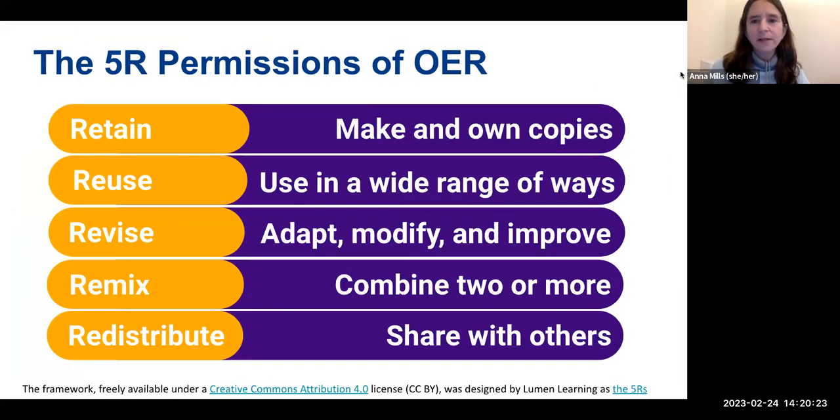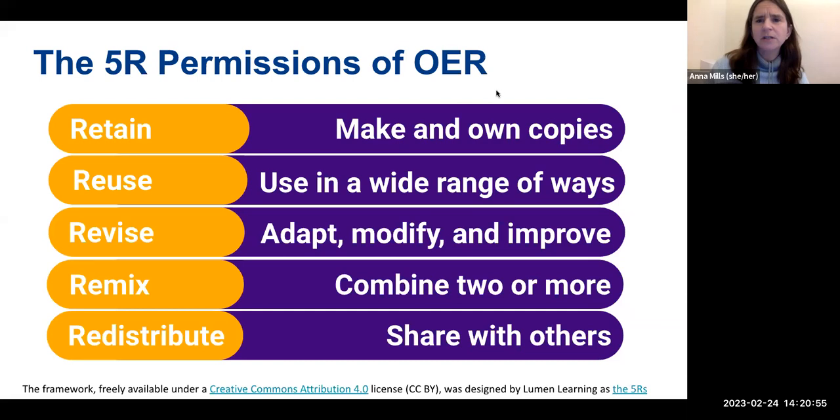So just a reminder, I don't know if you're familiar with these 5 R's, the permissions of OER. Most openly licensed materials allow us to make copies of the material, to reuse the material, to revise it, to get right in there and edit, add, take away, modify, to combine multiple documents, and to share with others what we have reworked.